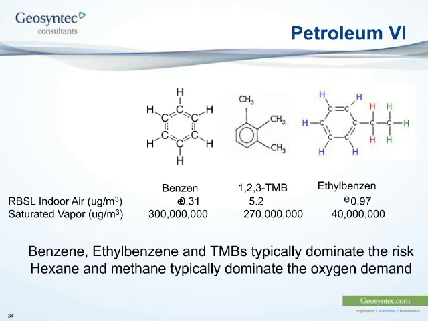And the compounds of concern include benzene, trimethylbenzenes, ethylbenzenes, that have risk-based indoor target concentrations. You can see these slides are kind of messed up, but for benzene, that should be 0.31 micrograms per cubic meter relative to a saturated vapor concentration of about 300 million. So there's a huge difference between the maximum concentrations and the concentrations of concern, which creates a bit of a challenge for labs because they don't have linear ranges of their analyses that are that broad.